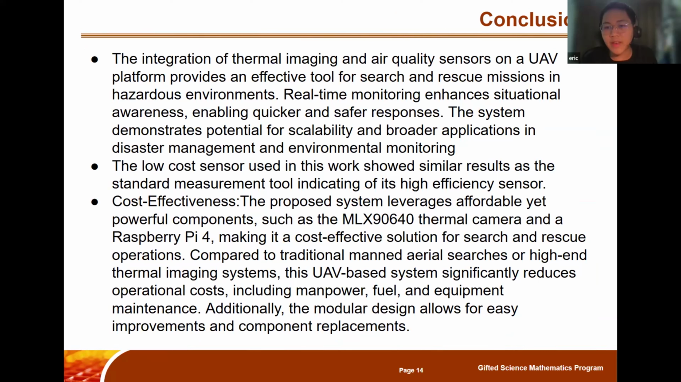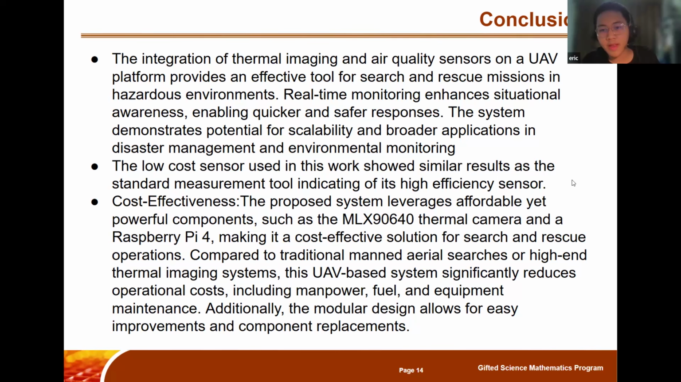To conclude, the integration of thermal imaging and air quality sensors on a UAV platform provides effective tools for search and rescue missions in hazardous environments. Moreover, the low-cost sensors used in this work show similar results as the standard measurement tool, indicating their high efficiency. Additionally, this UAV-based system significantly reduces operational costs, including manpower, fuels, and equipment maintenance.